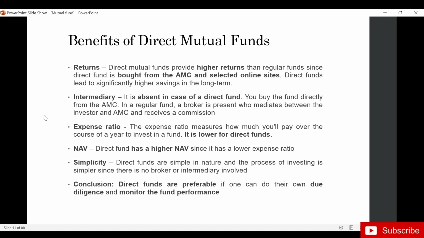Now we talk about the fifth benefit, that is simplicity. Direct funds are simple in nature because the process of investing is simpler as there is no intermediary or broker involved in between.